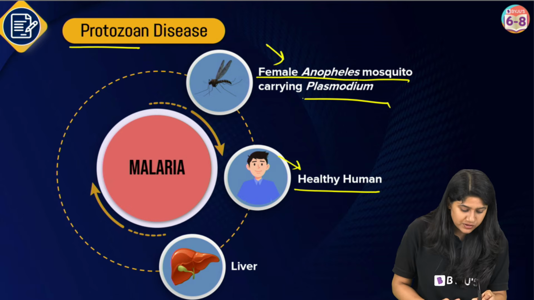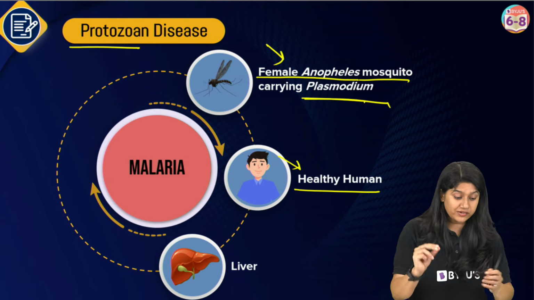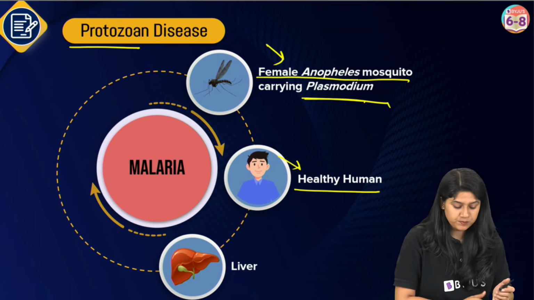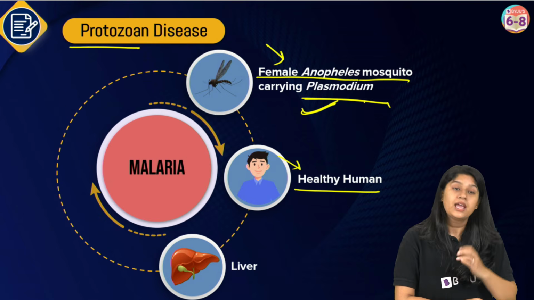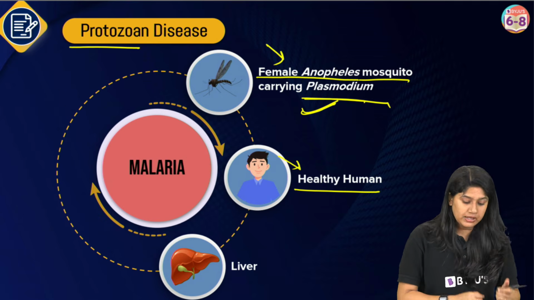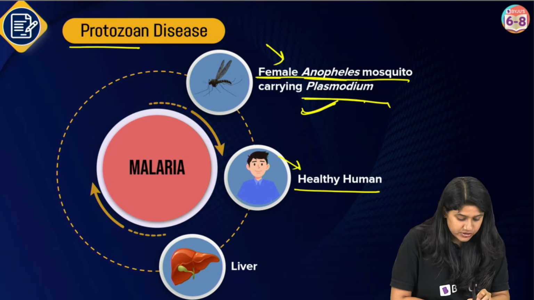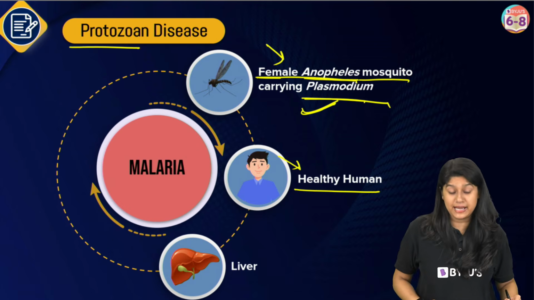So this becomes a really very evident example of the vector-borne diseases. Plasmodium over here is a pathogen, and the vector which is carrying the plasmodium is the female Anopheles mosquito. So do remember these examples.